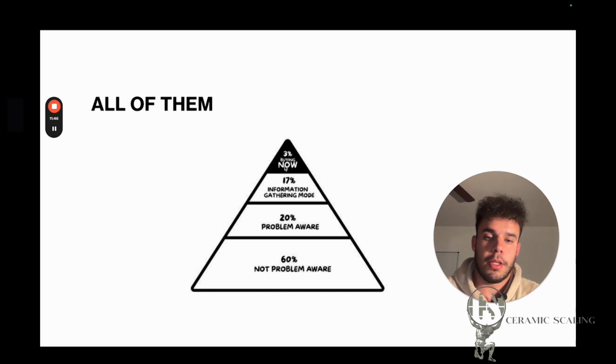So 3% of your market's buying right now. 17% is in information gathering mode. 20% is problem aware. 60% is not problem aware. And see, the 3% in buying now mode are on Google. They're searching you on Google. This is where Google ads come from. Information gathering: websites, Facebook, Instagram, TikTok. Problem aware: Facebook, Instagram, TikTok. Not aware: Facebook, Instagram, TikTok, right?